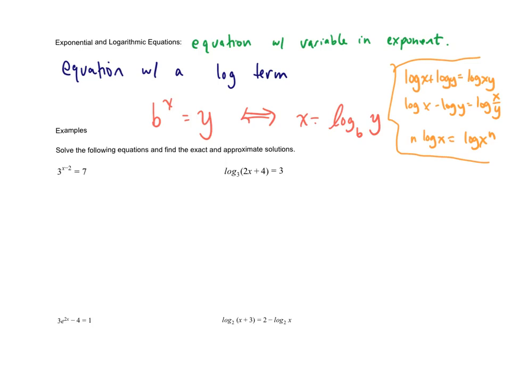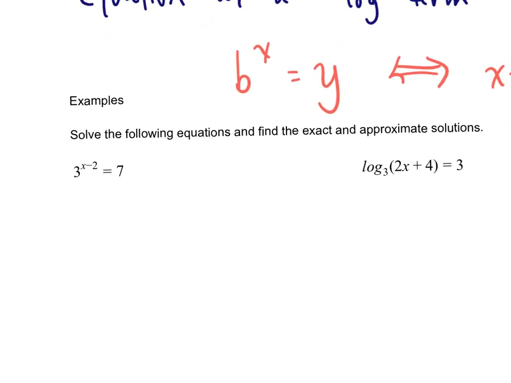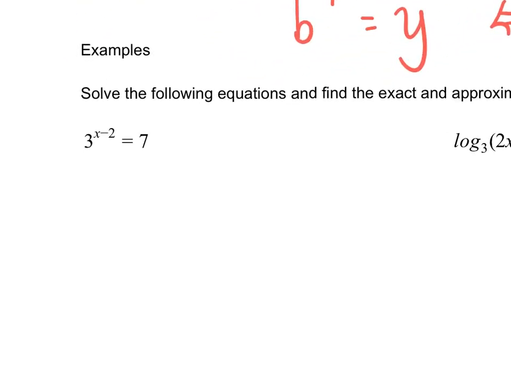So if we're trying to solve these, find the exact solution and then the approximate solutions, of course, just putting it in your calculator. Let's go ahead and look at this first one. It is 3 to the x minus 2 equals 7. So it's in exponential form, so I'm just going to simply switch it. So the exponent, which is x minus 2, will become the log base 3 of 7.